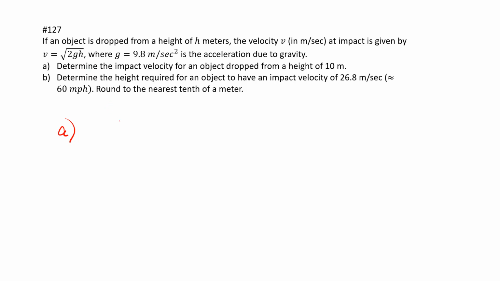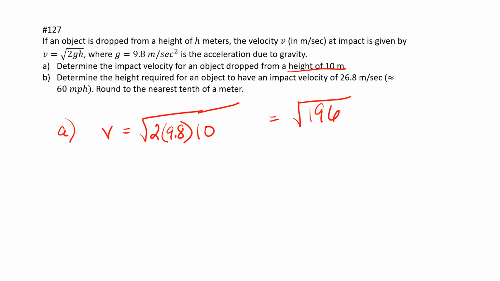All right, so we are looking for the velocity, and they gave us the formula for that. Square root of 2 times g, which is 9.8, and then h, which is the height from which you drop the object. So that's 10. So that's going to be the square root of 20 times 9.8, which is the square root of 196. And that is 14. So that's going to be 14 meters per second.